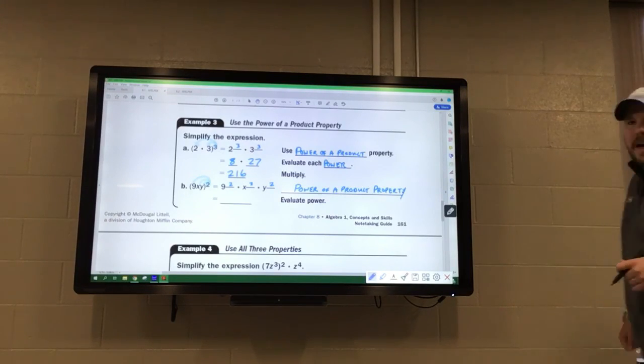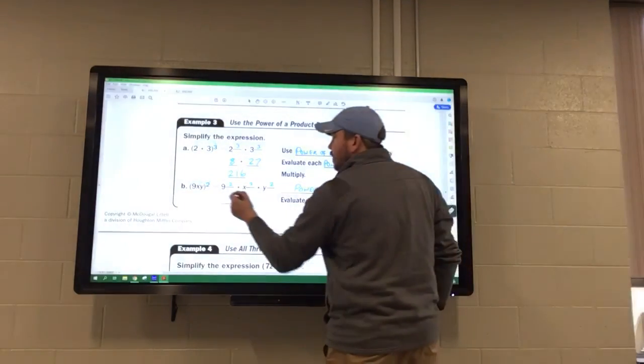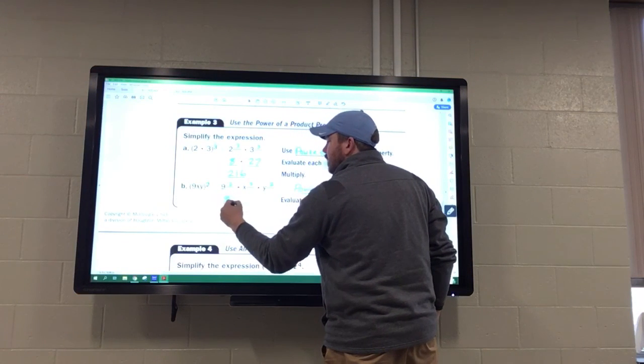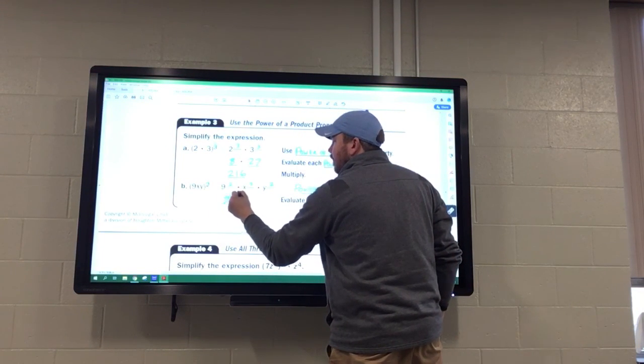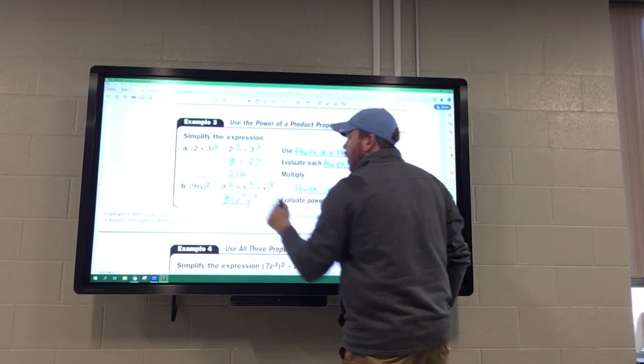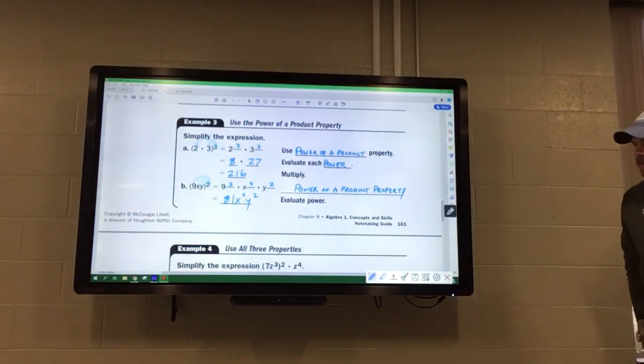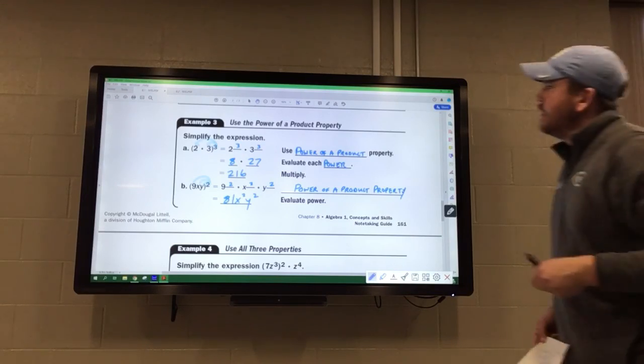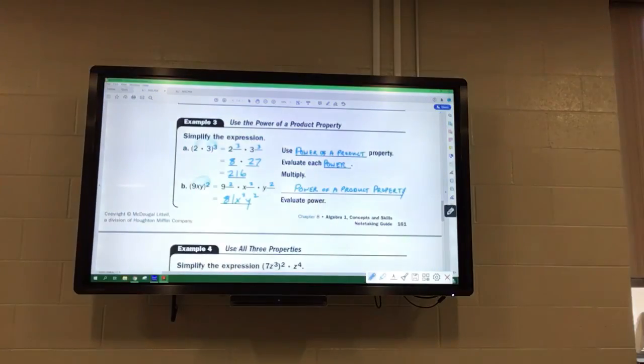Now, we want to multiply these all together. All we can really do to simplify is 9 squared is 81. So we just write it as 81 x squared, y squared as our final answer. And that is the power of a product property.